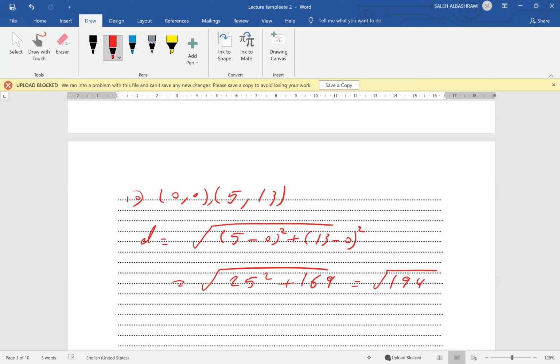So this is the idea of how to find the distance between 2 points. It is the difference between the x coordinates squared plus the difference between the y coordinates squared. So delta x square plus delta y square under the square root.